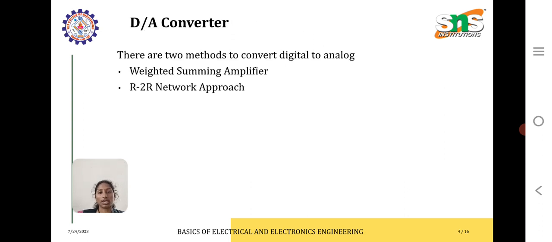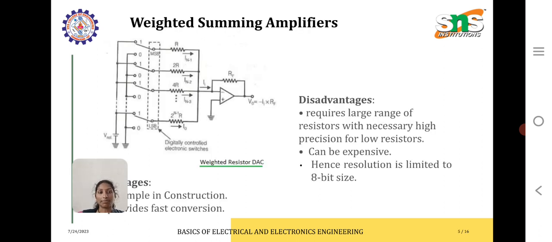Coming to digital to analog converter, how can it be done? There are two methods to convert digital to analog: the weighted summing amplifier and the R2R network approach. Coming to the weighted summing amplifier, this is the circuit diagram where the operational amplifier is used in order to get one output, where we can use multiple inputs in the non-inverting terminal. The advantages of this weighted summing amplifier are that it is simple in construction and faster in conversion, that is, digital to analog values.